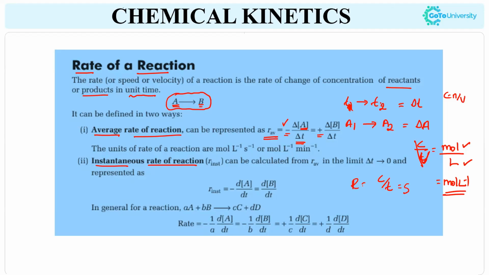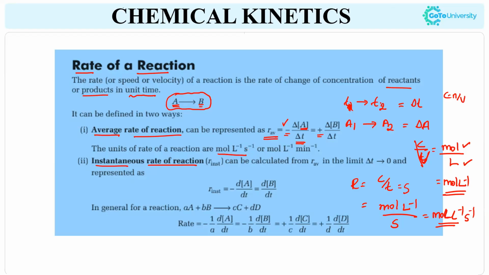Rate is equal to concentration by time. The unit of concentration is moles per liter, and the unit of time is second. So the unit of the rate we can write as mole liter raised to minus 1 second raised to minus 1. So that is the unit. Using this way we can find out the rate of the reaction.